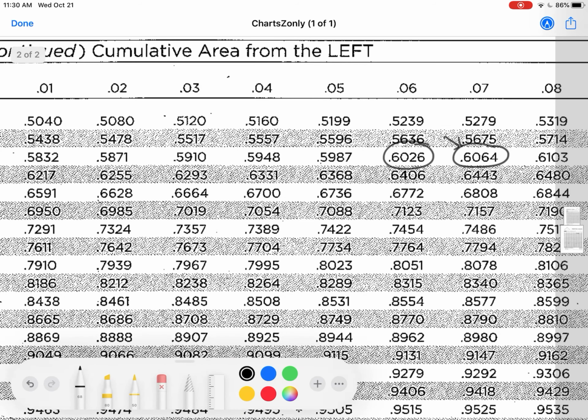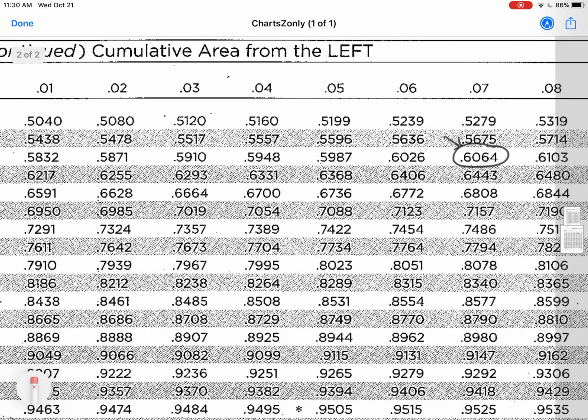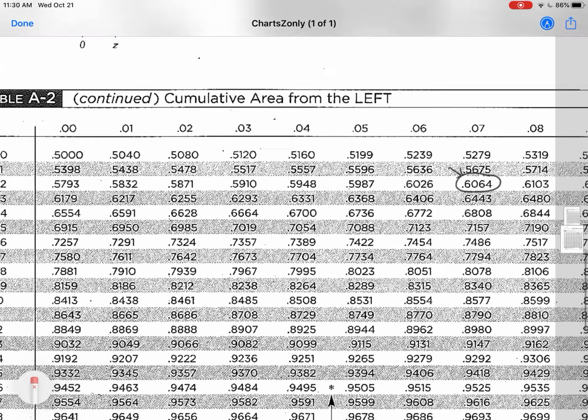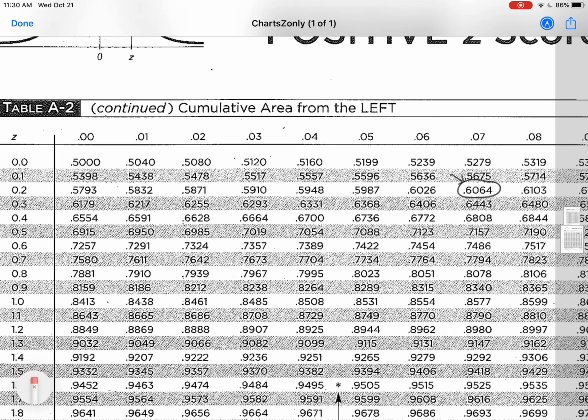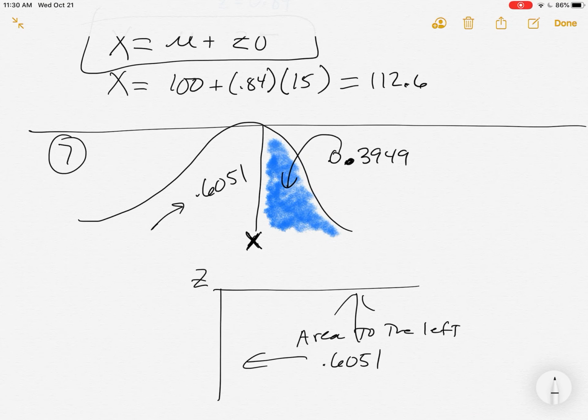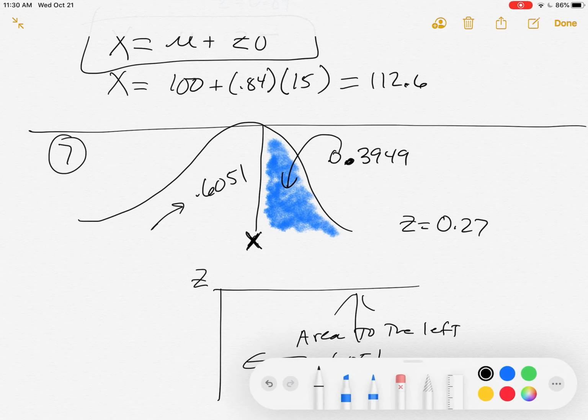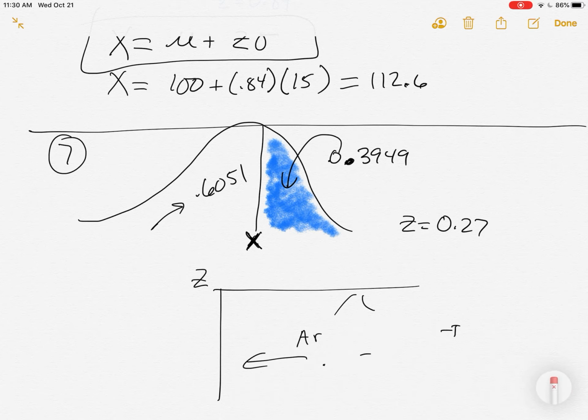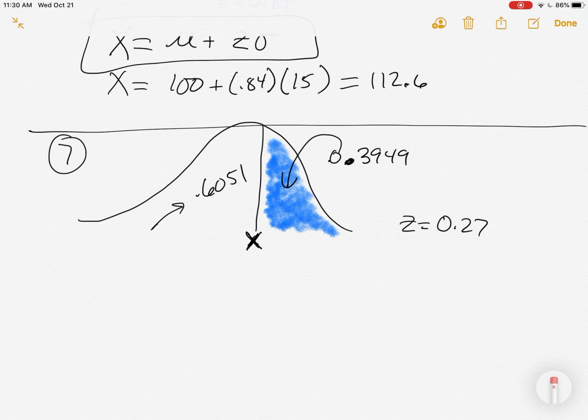And we're not daunted by the fact that it wasn't there. Let me just scale this down a little bit so we can see what row we're in. We're in the 0.2 row and the 0.07 column. So 0.27 is our Z value. So our Z value for where we want to be is 0.27. So the IQ is not 0.27. That would be a fairly low IQ.